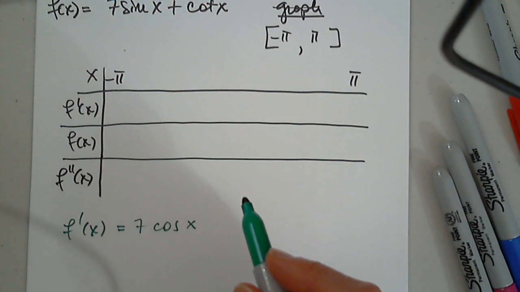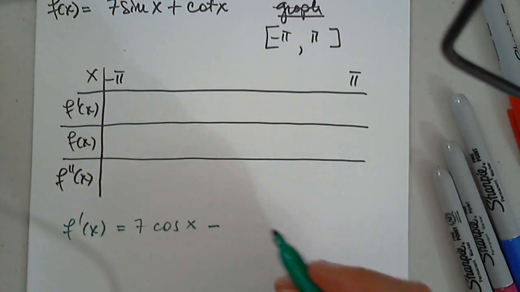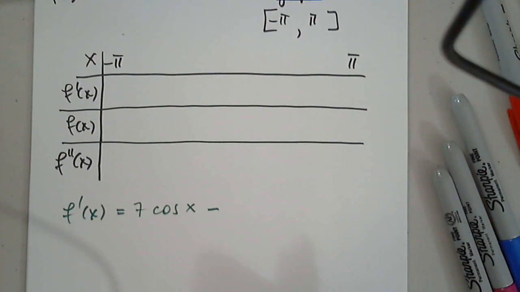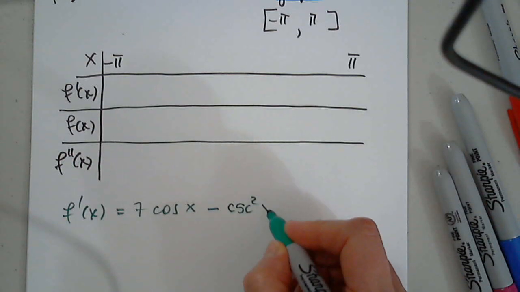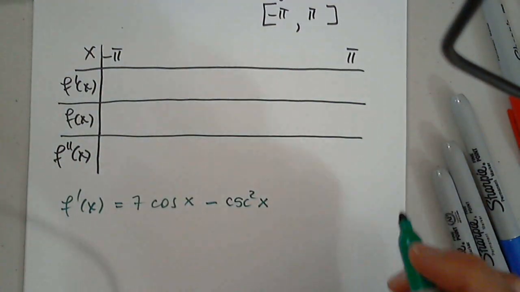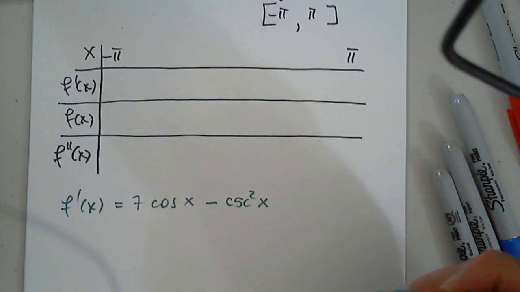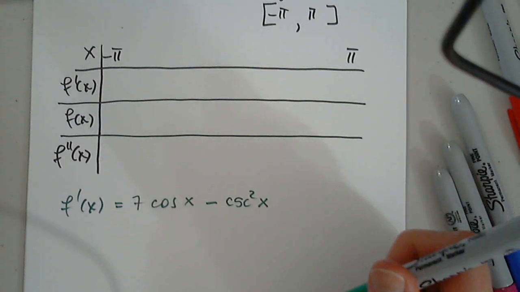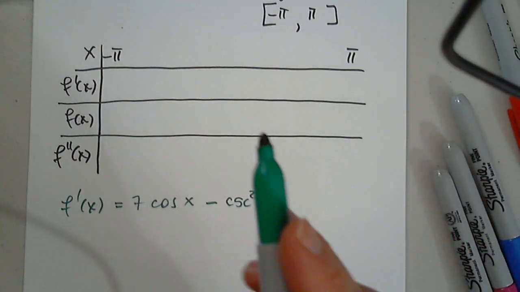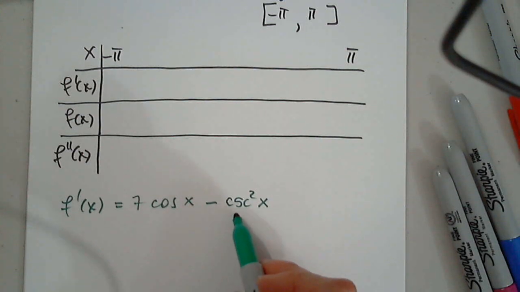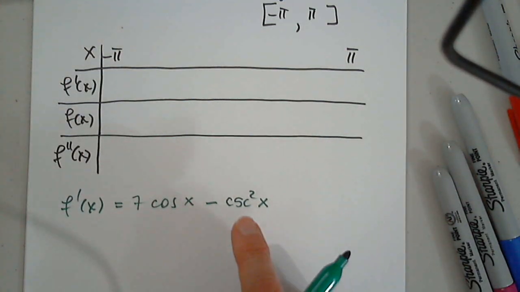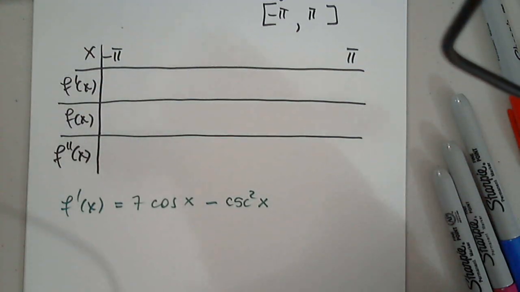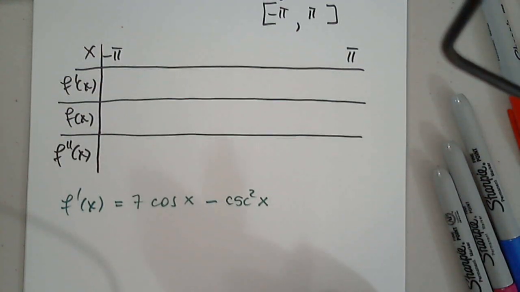So f prime of x is 7 cosine x. And then cotangent, can anyone give us the formula for cotangent? Was it secant squared? Cosecant squared. Right? So sine prime is cosine, cosine prime is negative sine, tangent is secant squared, cotangent is negative cosecant squared, secant is secant tangent, and cosecant is negative cosecant cotangent. Is that okay?